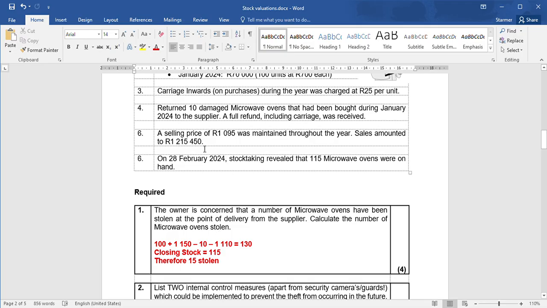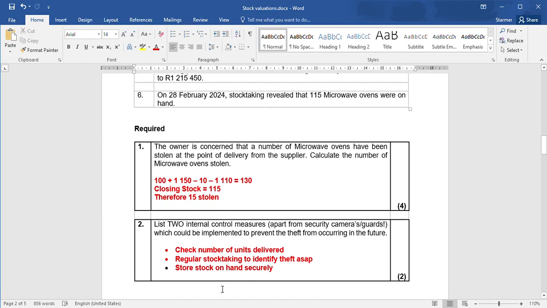and then you work out the number of units sold by dividing your sales by your selling price per unit, and that comes to 1110. That means we're supposed to have 130 units on hand, but they tell you over here that you've only got 115, which means 15 have been stolen.